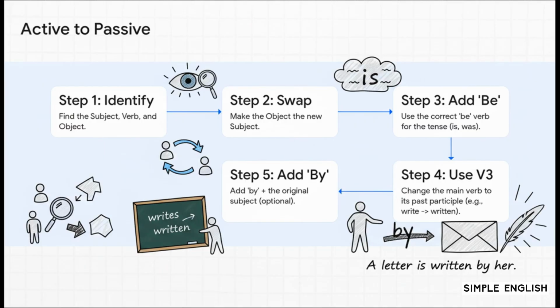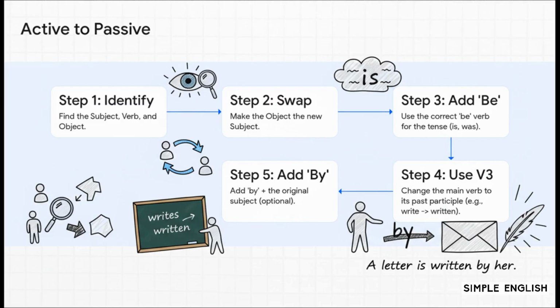Step 1, identify the parts. We just did that. Step 2, take the object, a letter, and make it the new subject. Step 3, add a be verb. Since writes is happening now, we use is. Step 4, change the main verb to its past participle. Don't let that term scare you. It's just the form you'd use with have or has, like eaten or seen. So write becomes written. And step 5, which is optional, you can add by and the original subject. Put it all together, and you get a letter is written by her.